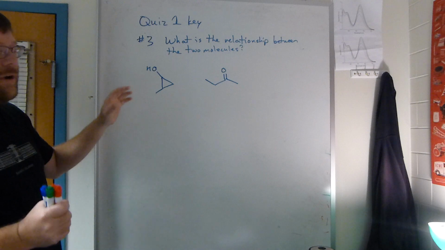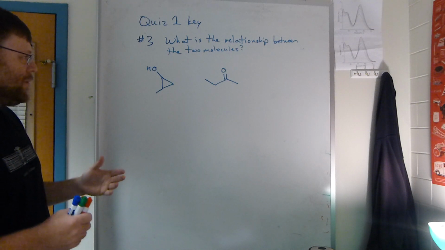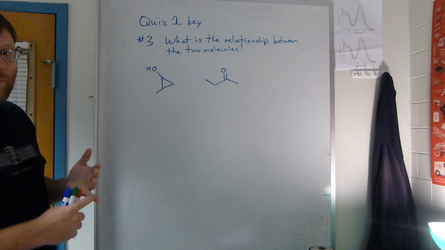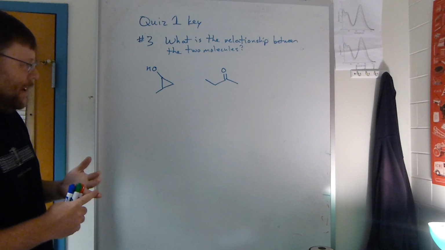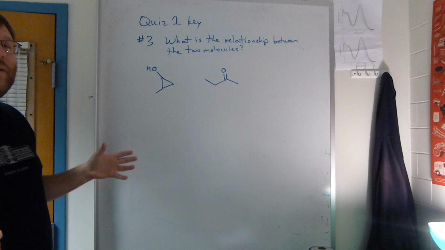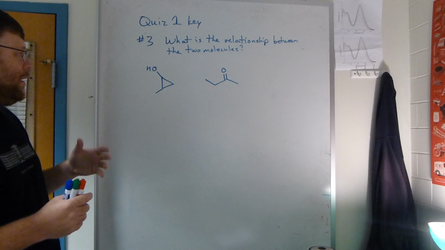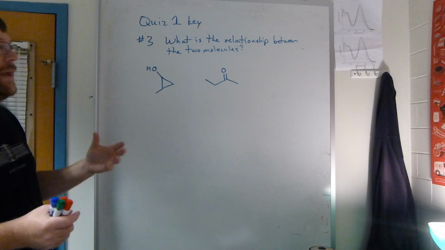Two molecules are always going to have some sort of relationship. They can be completely different molecules, but they're still molecules, right? So we talk about them the same. They can be isomers of some sort. Completely different molecules would have different molecular formulas. But they could still have a relationship.